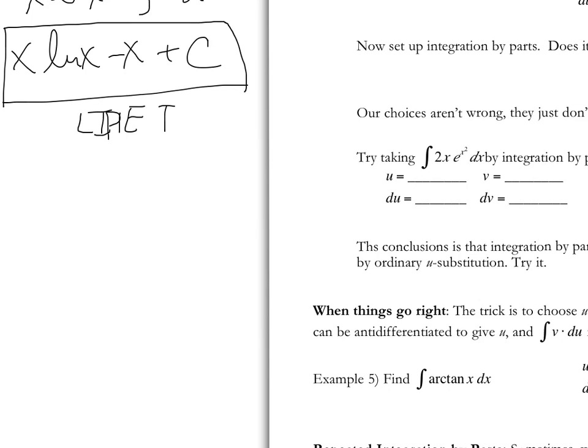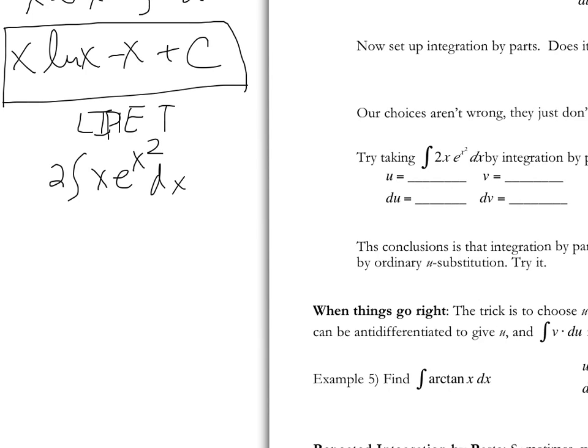So if you remember LIPET, I see the 2 is a constant, so I can pull that out. And I'm just realizing that they set me up here. So let's do it. Let's try this. So the integral of 2x e to the x squared dx.